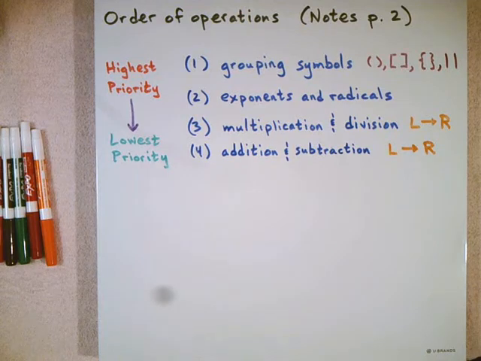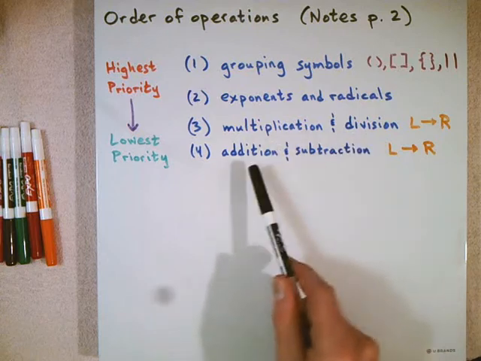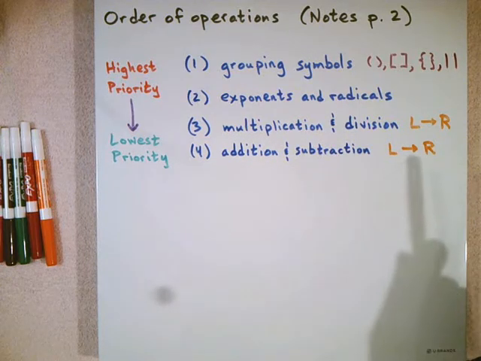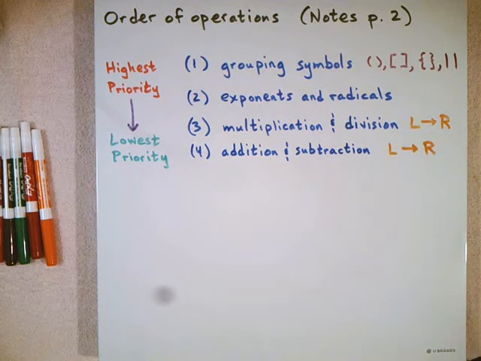The next priority is exponents and radicals. Then you move on to multiplication, division, and finally addition, subtraction. So addition, subtraction is the last thing you're going to worry about. Off to the right here, you see this little L to R. That stands for left to right.